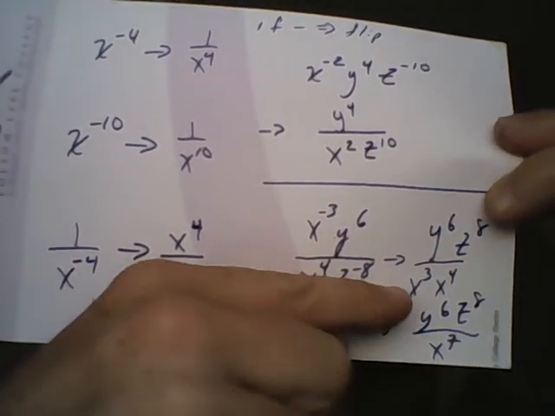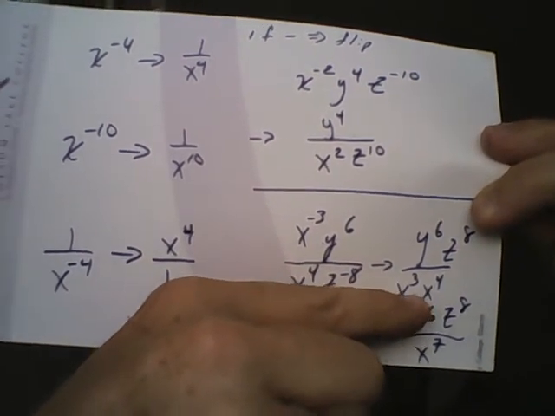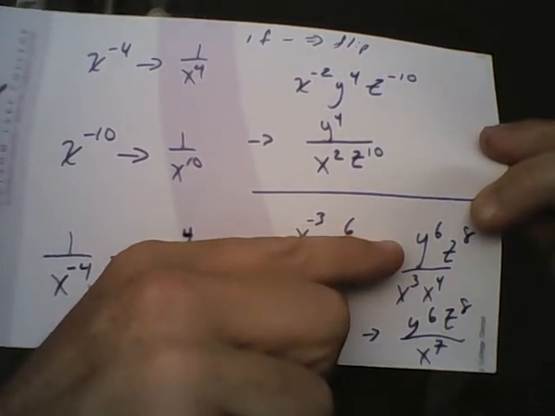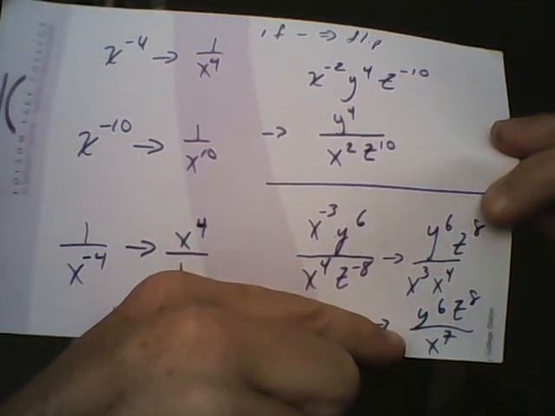Now, once we get down here, I want you to notice there's 3 factors of x and 4 factors of x. So that should give us a total of 7 factors of x. And then we didn't do anything with the numerator. So our final answer is y to the 6th, z to the 8th over x to the 7th.